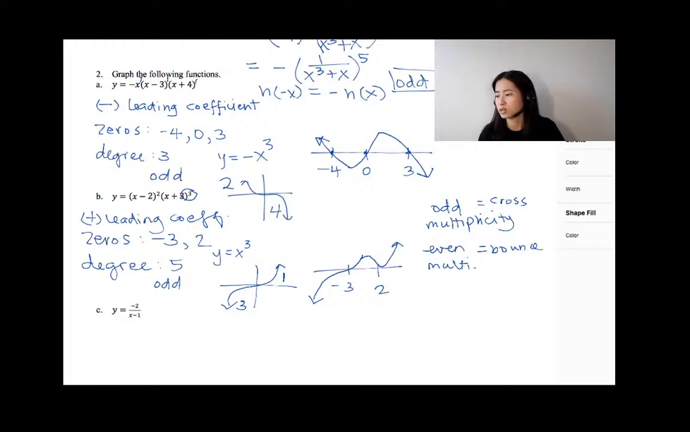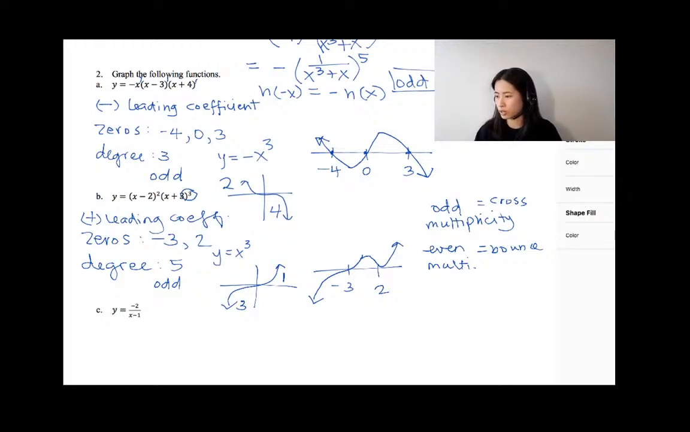Okay. So I think I've covered everything that you need to know for polynomial functions. Hopefully this is making sense so far. If you do have any questions, please let me know. Okay, cool.